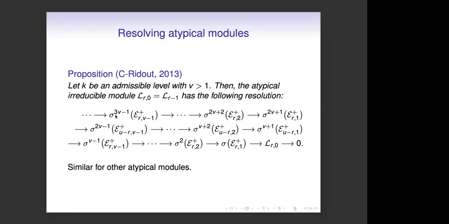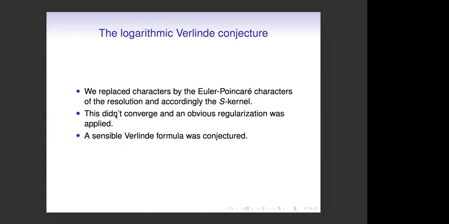In particular, on the level of characters, viewed as formal power series, it means the character of the simple module is the alternating sum of the characters appearing in this exact sequence. And so this means we have a formal identity of characters. What we did is we replaced characters by Euler-Poincaré characters of the resolutions. This didn't converge, but there was an obvious regularization scheme that was applied. And then with this regularization scheme, we had expressions for S-kernel entries also corresponding to simple modules.